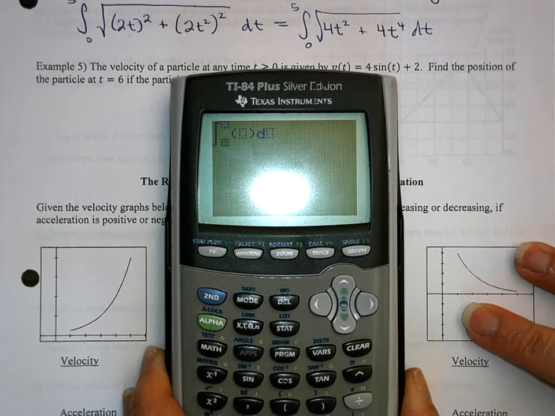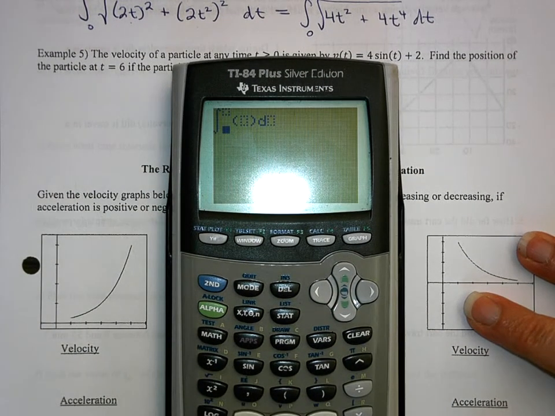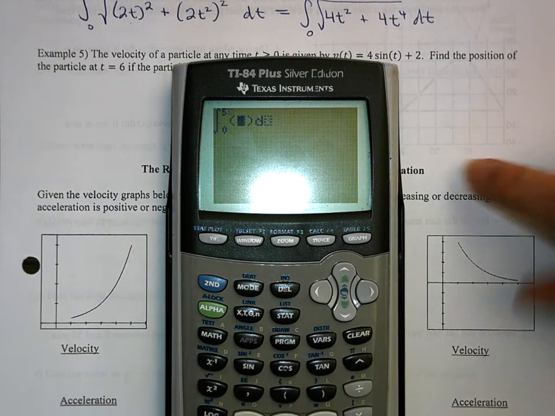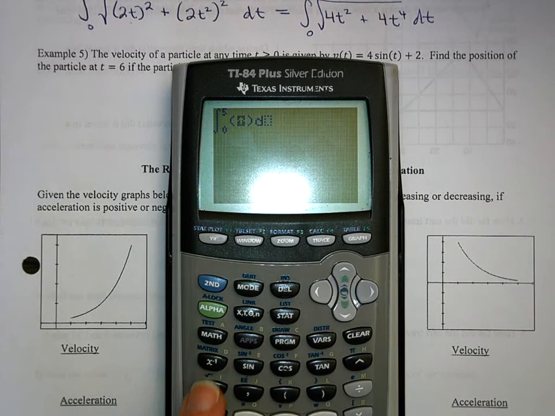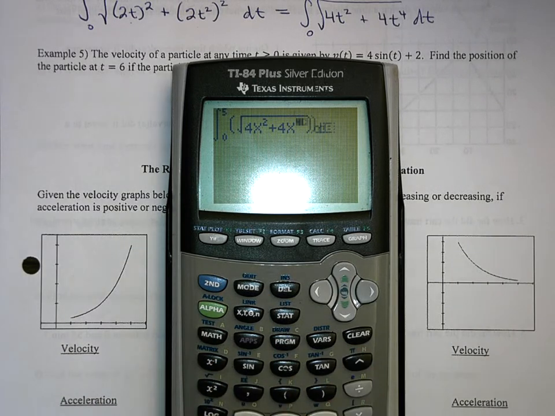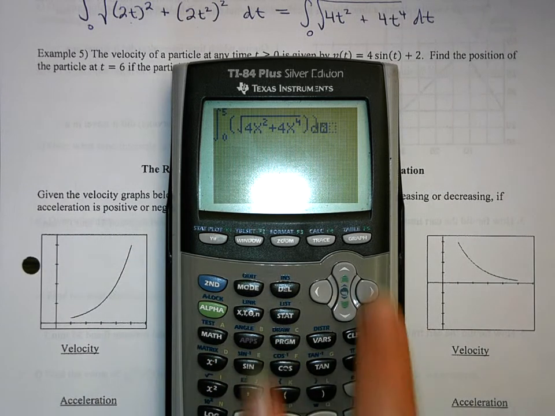Okay. So I would do math, and then it's at the bottom of math, right? Number 9. And then I'm integrating from 0 to 5. So we're going to go from 0 to 5. And then the square root. So square root, and then 4t squared or 4x squared, and then plus 4x to the 4th. And then dx.